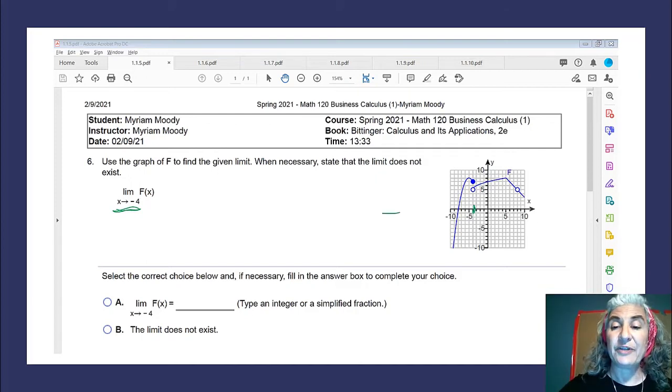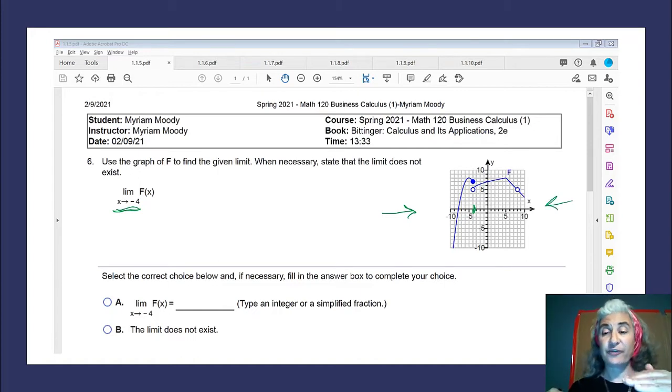So when I come in from the left and I come in from the right, my graph coming in from the left and coming in from the right need to approach the same y value in order for there to be a limit. So we are going to start coming in from the left, and this will be the graph that we're actually going to travel on from the left. So we're traveling along, and we end up at that closed circle, don't we? And now I am going to come in from the right, and here is the graph for me to travel upon on the right, coming in from the right, and I end up at that open circle.